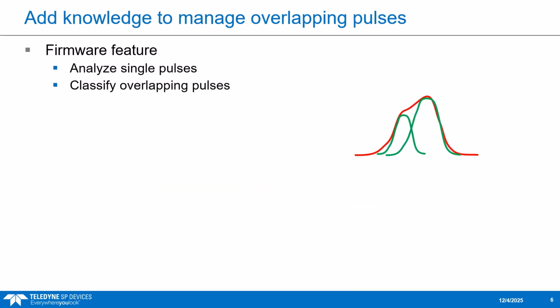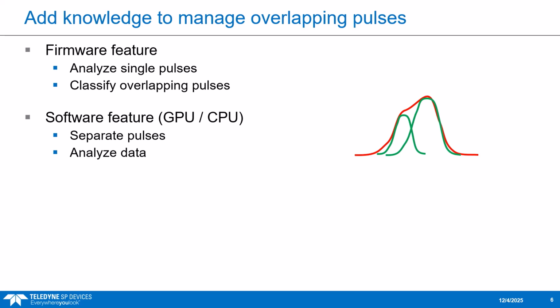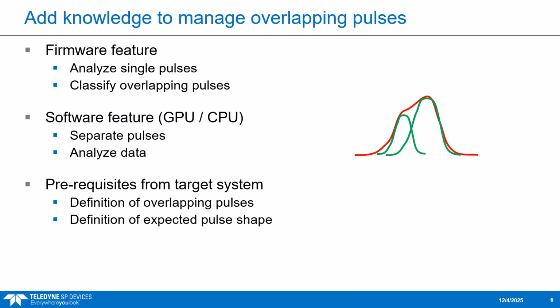The next level is to incorporate domain knowledge to manage more advanced analysis. These methods require understanding of the expected pulse shape. The task of the firmware is then to analyze basic pulses and also to classify complicated pulses. These complicated pulses are then analyzed in software. The requirements for this process depend on the target application, including definition for overlapping pulses and expected pulse shapes.